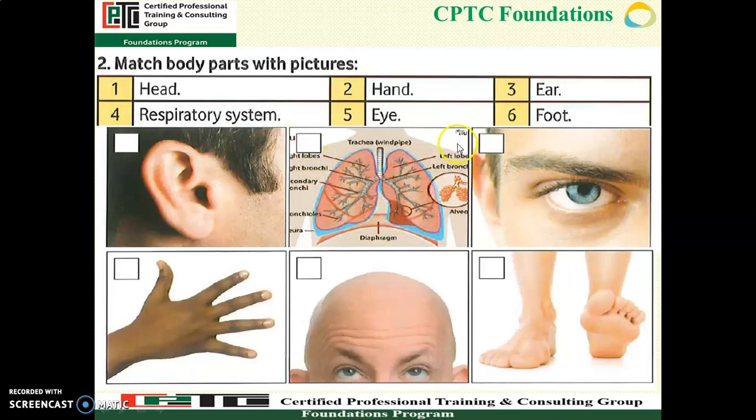And the one before the last actually, that's eye. Eye is picture number 3. This is an eye. So that's number 5 here. And then the last one now is foot. So that's the last picture. 6 is the last picture. That's a foot.